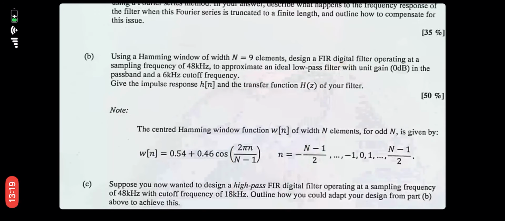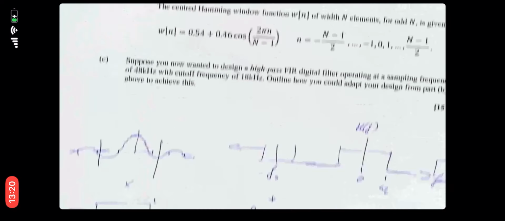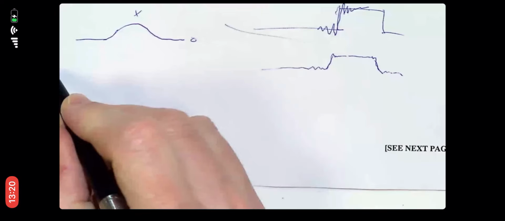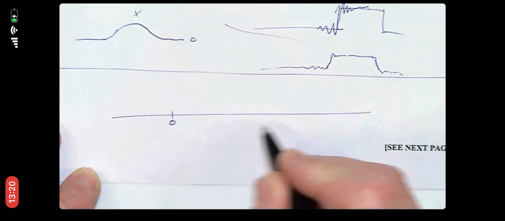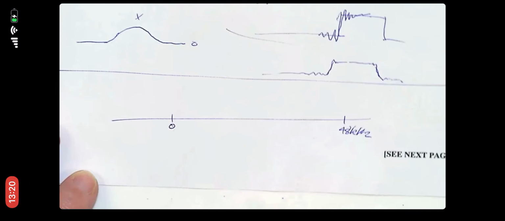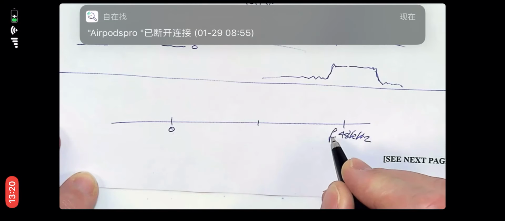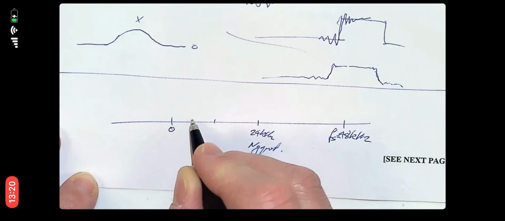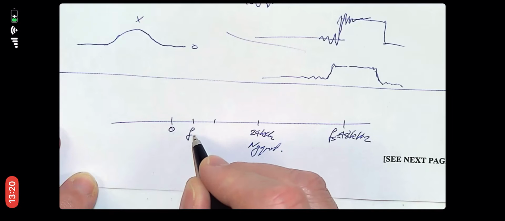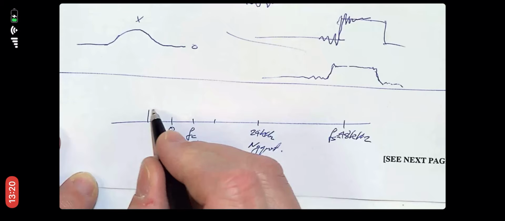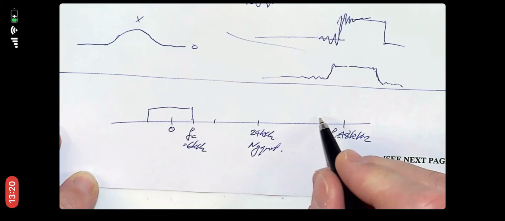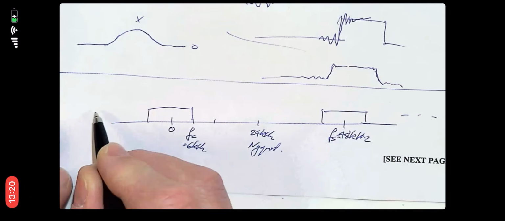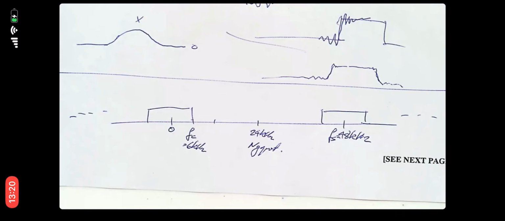So we need to design an FIR filter with sampling frequency 48 kHz to approximate a filter up to 6 kHz. Well, let's just find ourselves some space down here for the moment. So what we're doing is designing a filter with a 48 kHz sampling frequency, Nyquist 24 kHz, and our cutoff frequency FC is 6 kHz. So this is our filter response here, and also because it's periodic, we'll have something similar here for negative frequencies. So this will be periodic, repeating every 48 kHz.